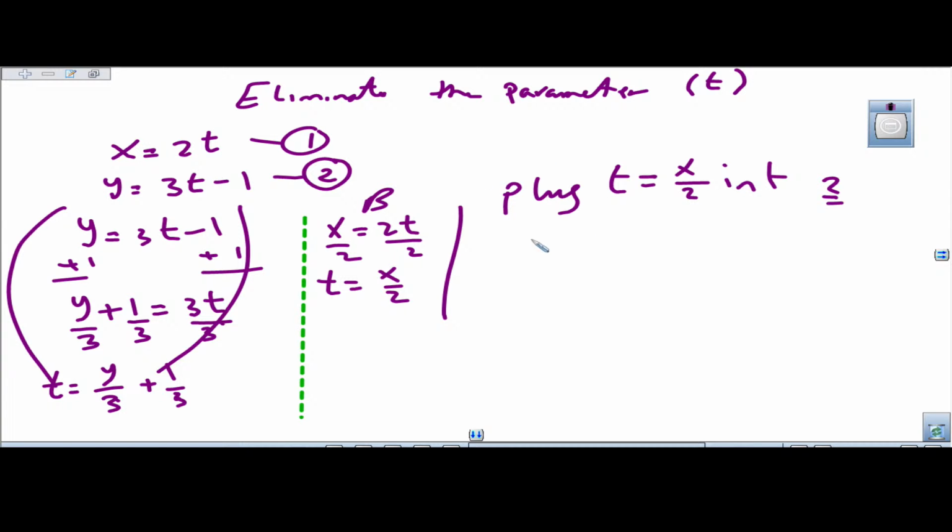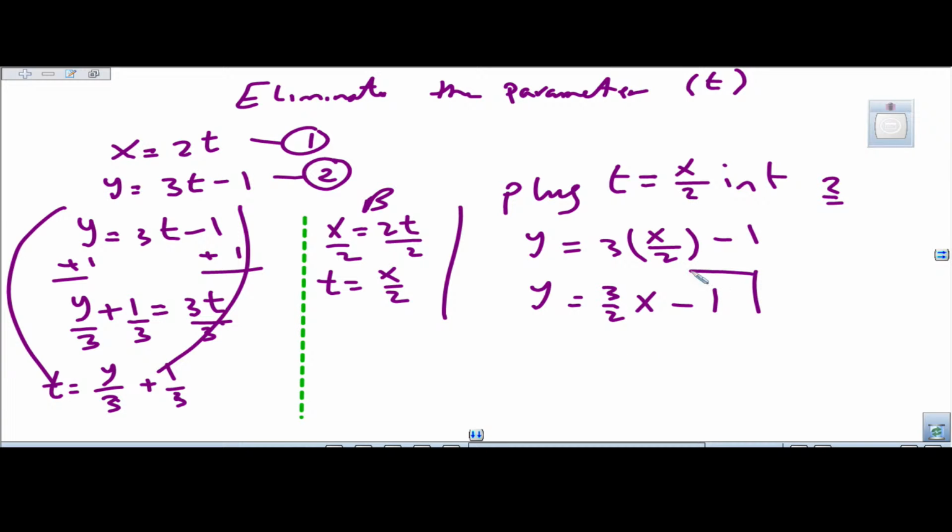So I will basically come here and say y equals 3 times the t. And the t was x over 2, minus 1. y equals 3 over 2 x minus 1. And again, this one here shows you that you don't have any t's anymore. There is no t.